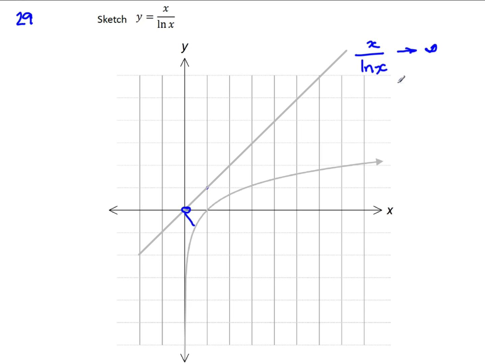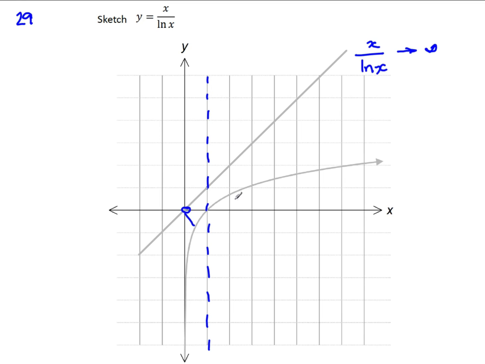Let's think about what else there is. As well, we've got this point here. What's interesting about this point is when x equals 1, ln x equals 0. So that means that this must be a vertical asymptote.